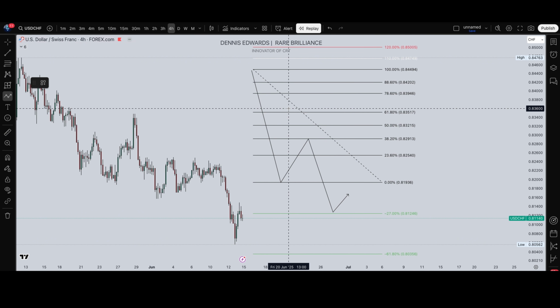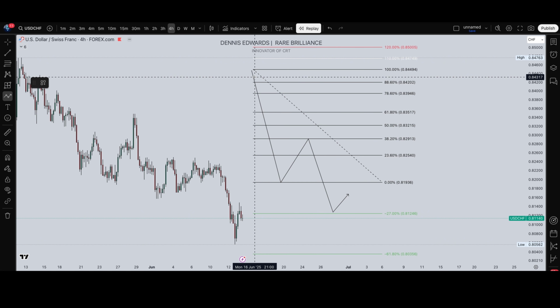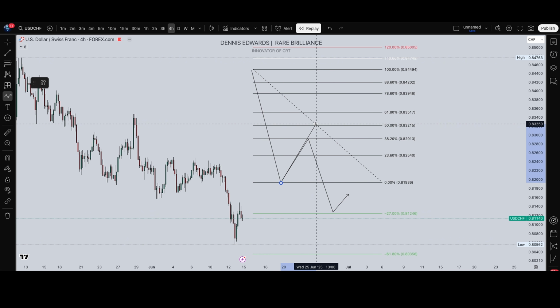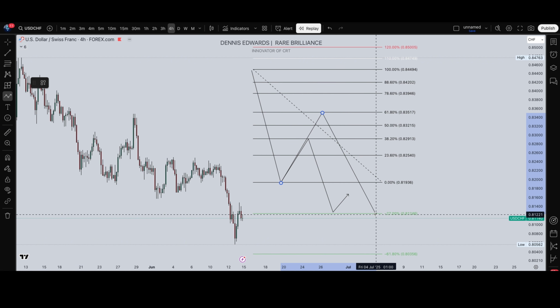Now, let's say you have another example, right? Where price comes from the high to the low. Once again, it continues further up. And now let's say it taps between the 50 and the 61.8% areas, then continues lower.